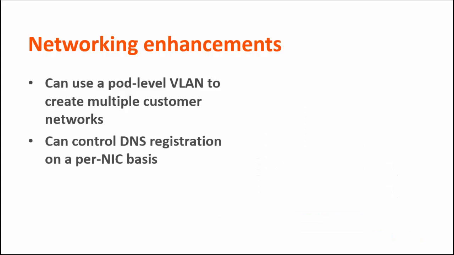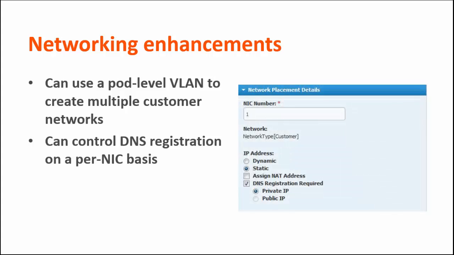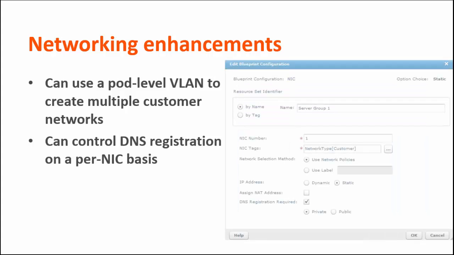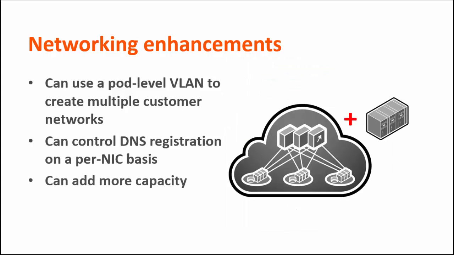Cloud administrators can control DNS registration on a per-NIC basis from the Service Designer workspace or from the Options Editor in the Service Catalog workspace. Cloud administrators can now add more capacity to an existing pod-level management network by adding a chained address pool or creating a new management network in BMC Network Automation.